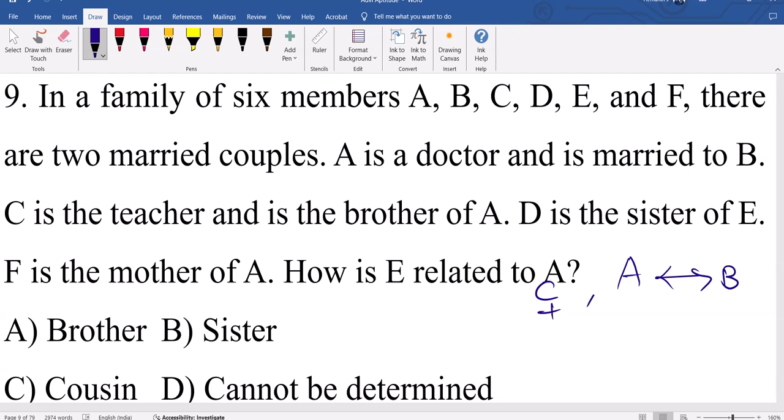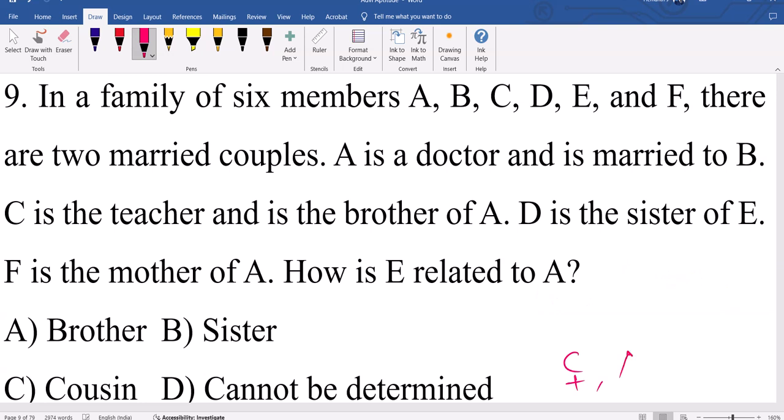So, then D is sister of E. F is mother of E. How is E related to A? See, how can we connect D to this family? There is a clue, 2 married couples are there.